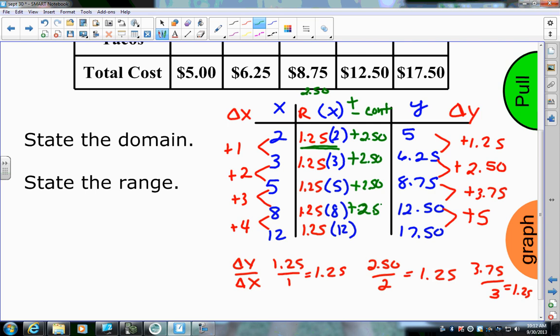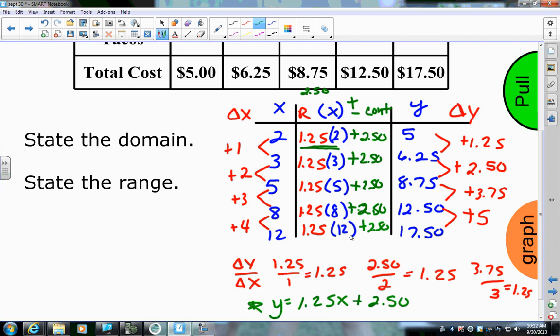Now, your equation should now be Y equals 1.25x plus $2.50. This is your equation. To check it, you put your equation into Y1, you press second graph, and you make sure that these points are in your table.